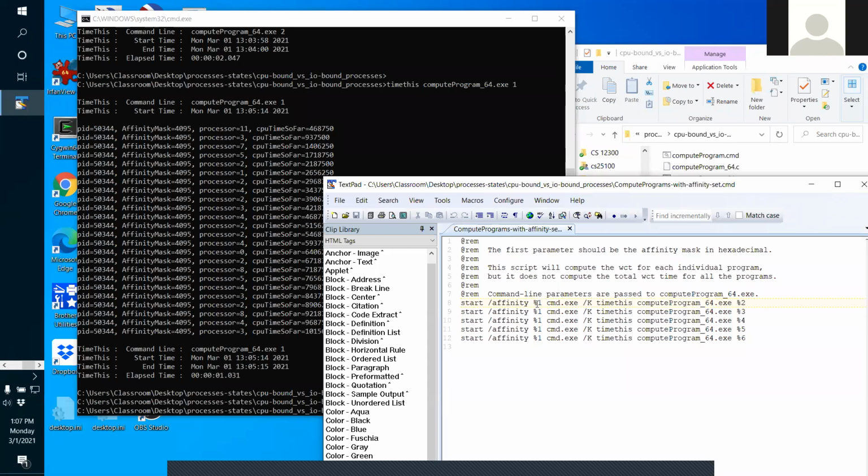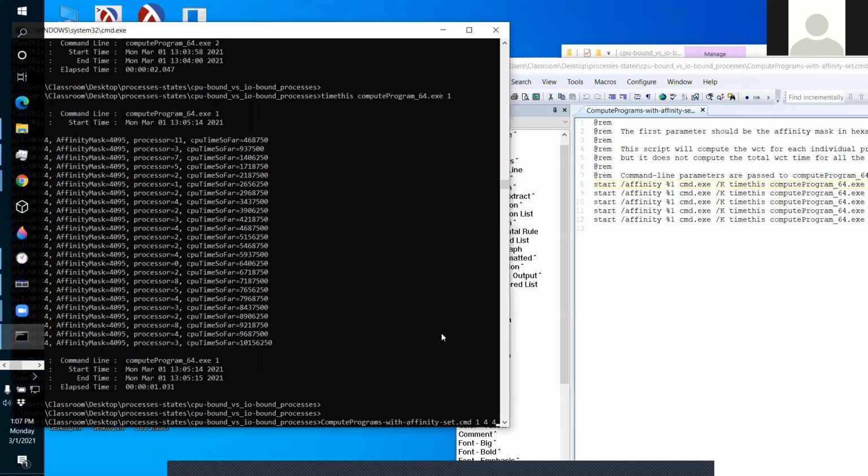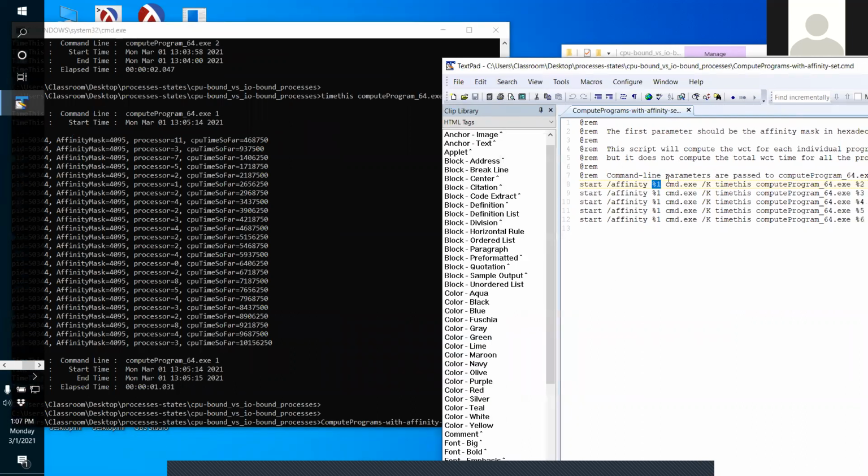See, there's this symbol here. This is shell scripting. This is the input variable to this program. That's the command line argument. Think of this as a function that takes in parameters. It's taking in parameters 1, 4, and 4. The first parameter is called %1. In shell scripts, the first parameter is called %1. That's the affinity mask.